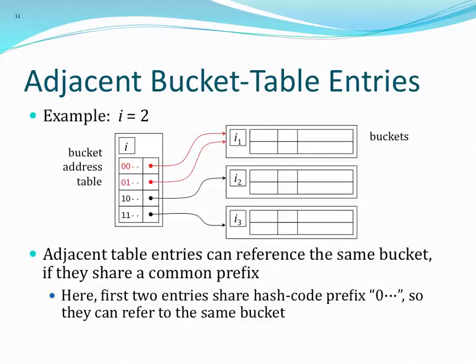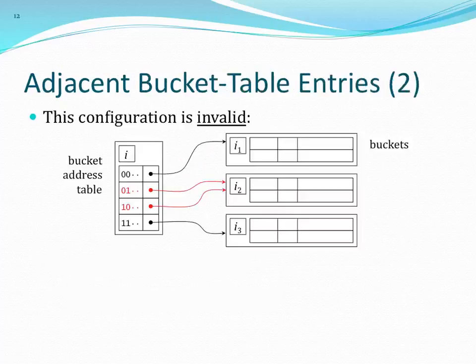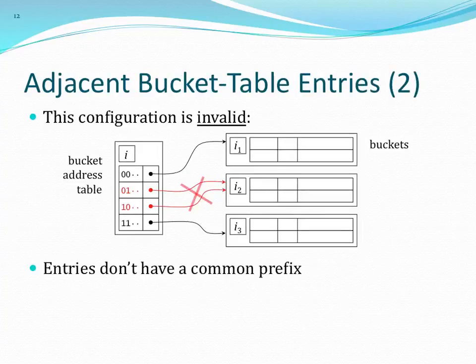Also, like I was saying, you can have these adjacent entries that reference the same bucket. Now, we can't just have any pair of adjacent entries being the same bucket. We have to have a common prefix. And you'll see why as you see how we update this bucket address table. So in the situation of the first bucket, since they both start with 0, it's fine. We can have those sharing the same bucket. But we couldn't have a situation like this because they don't have a common prefix: 0, 1, and 1, 0. We can't have these two things sharing a bucket. So this is not allowed. And again, you'll see why when it comes to how we actually update this.